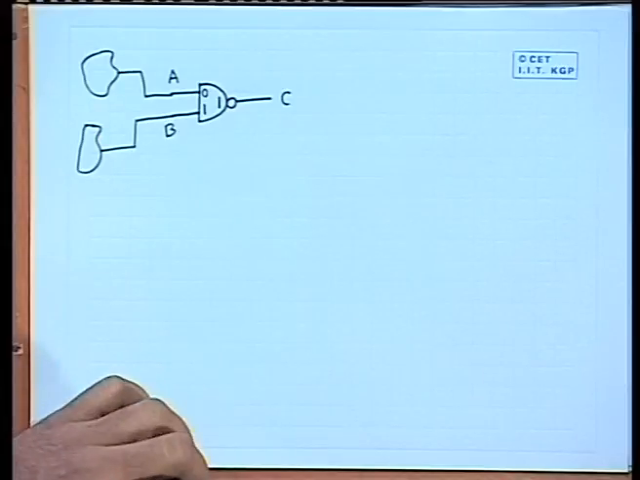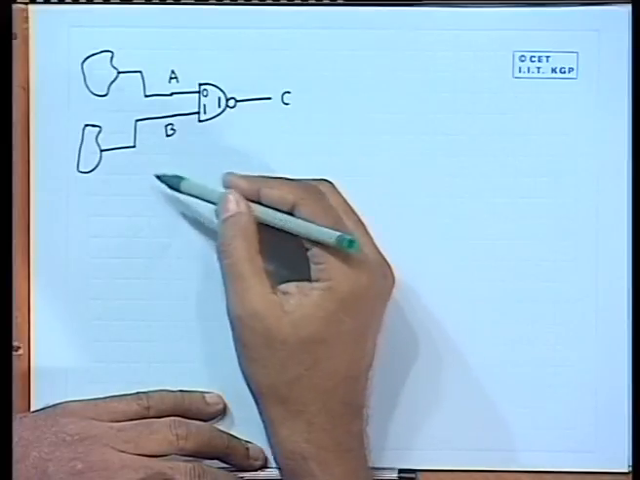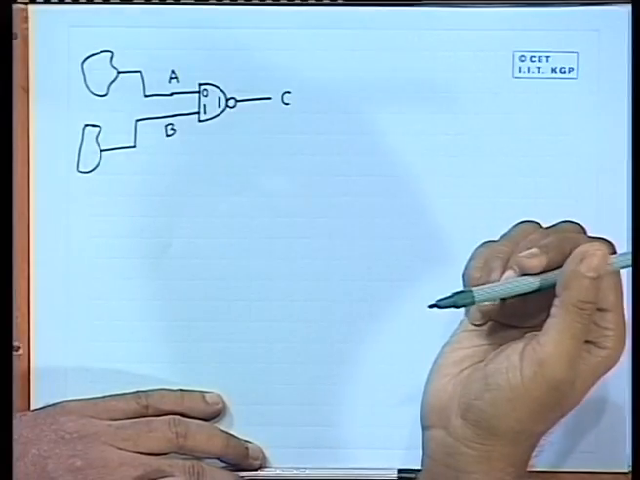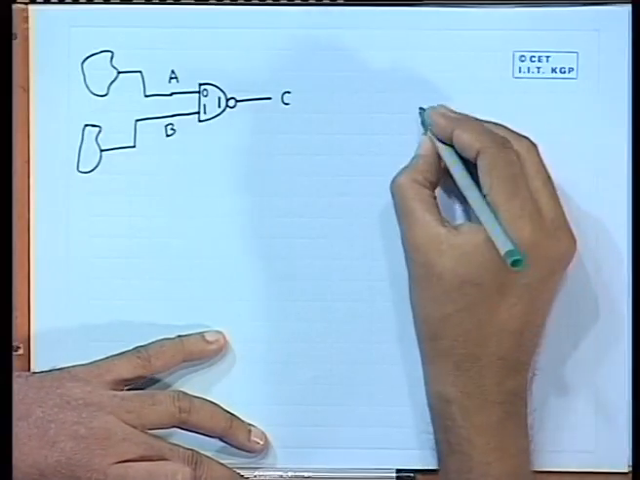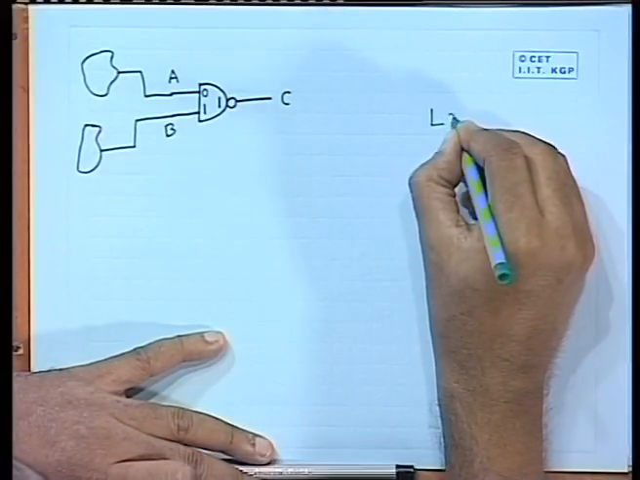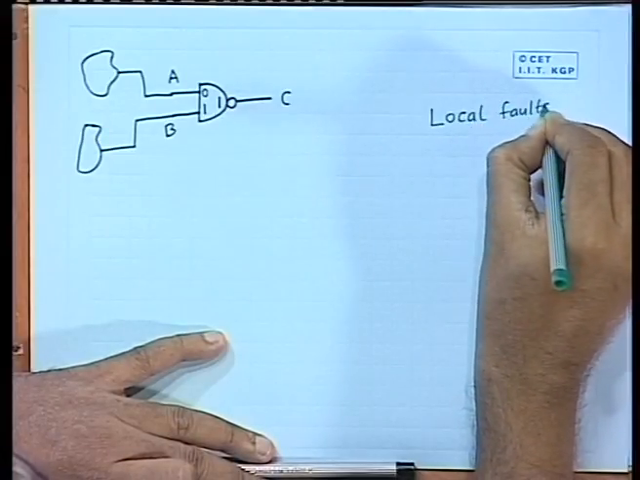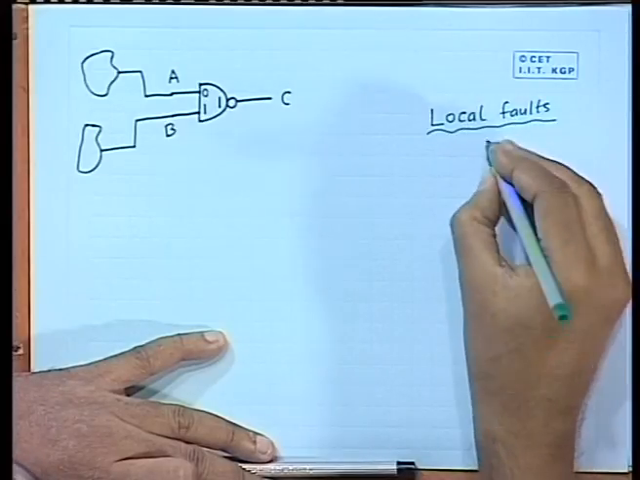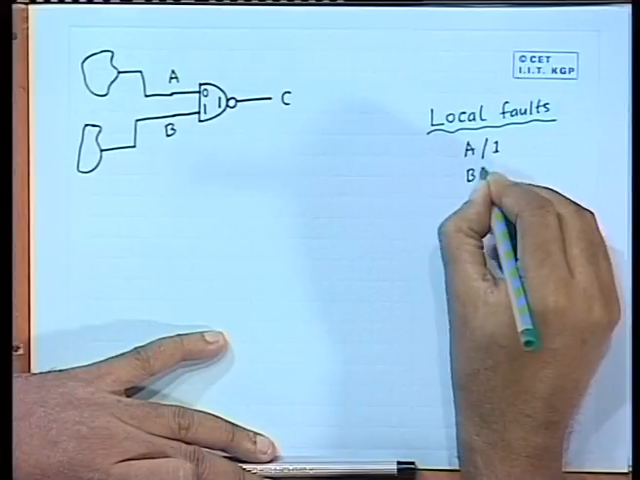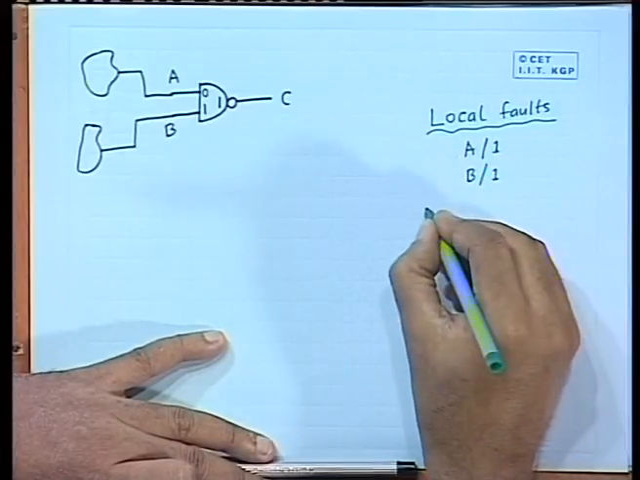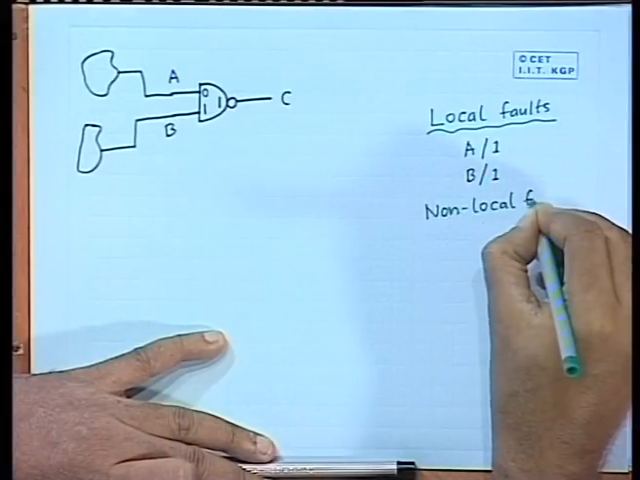And also we consider that there are 4 faults that we are considering, because we are assuming that after fault collapsing some of the faults are getting removed, but just for the sake of the example we assume that with respect to the gate, there are two local faults we are considering, and the local faults are A stuck at 1 and B stuck at 1, and also there are some non-local faults.